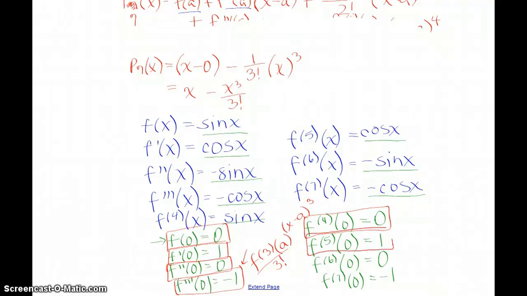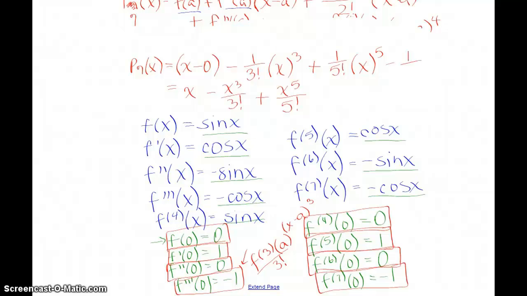The 5th degree term has a coefficient of positive 1 over 5 factorial times x minus 0 to the 5th. You might see me write that as x to the 5th over 5 factorial. The 6th degree term has a coefficient of 0. It's not going to show up there. And the final, or 7th degree term, has a coefficient of negative 1, and that's over 7 factorial times x to the 7th. So minus x to the 7th over 7 factorial. That is p sub 7 of x.